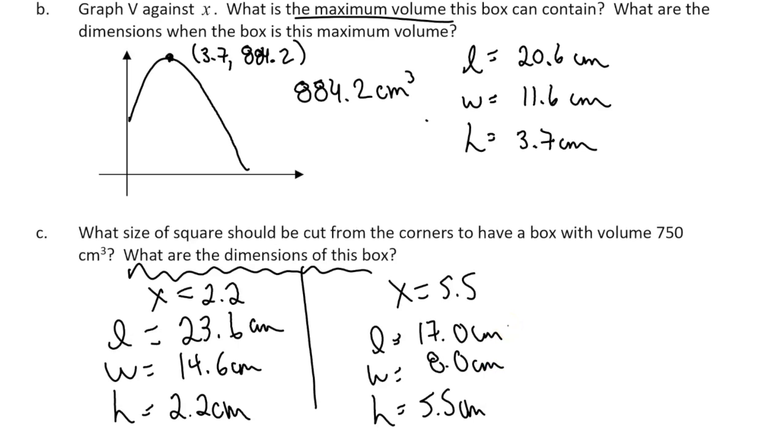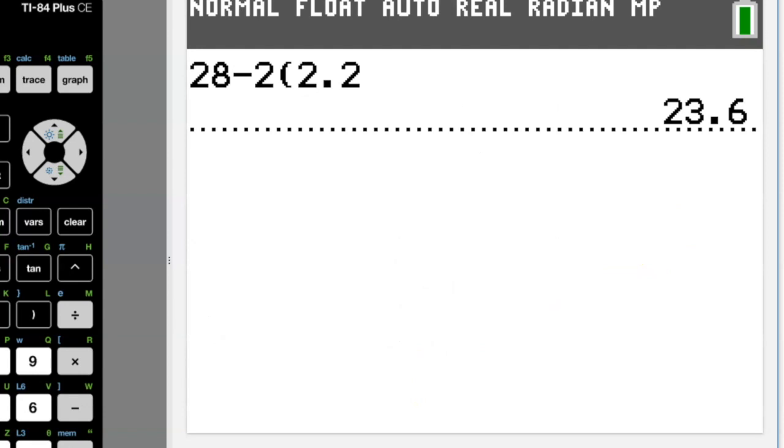And if you did something like that, you could check your answers again by timesing the length and the width and the height by each other, and hopefully you would get something that would check out. So what I mean by that is if I did 17 times 8 times 5.5, I should get something that's going to be very close to 750.